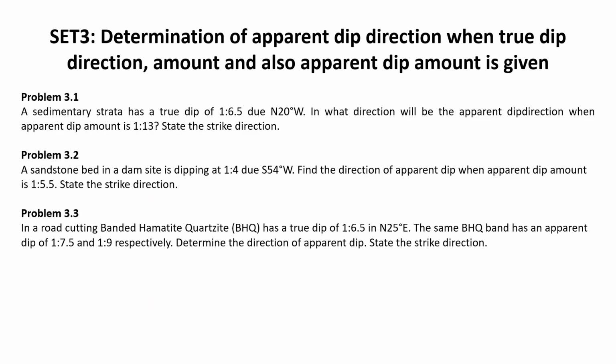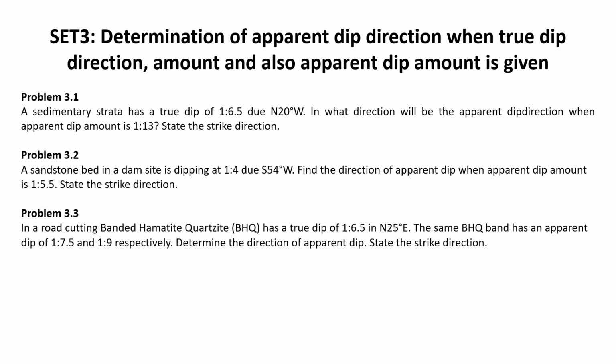Next, set number 3. Here they said the determination of apparent dip direction. We have to find out the apparent dip direction when the true dip direction, true dip amount, and also the apparent dip amount are given. So there are 3 given things, and we have to identify the remaining 2, that is the apparent dip direction, and the strike direction as well.